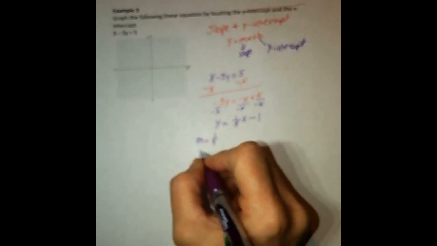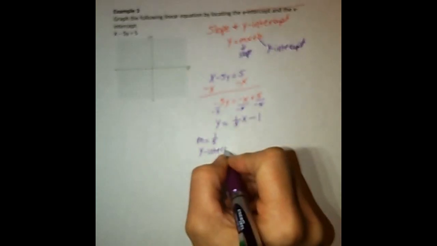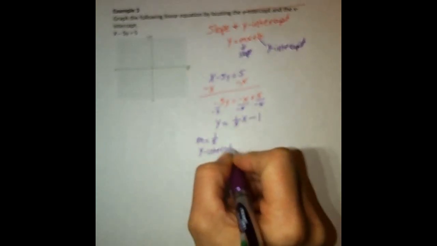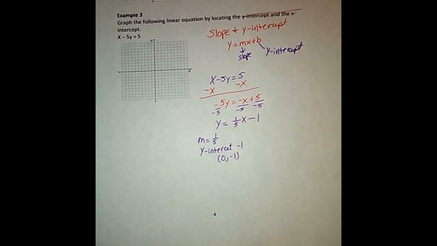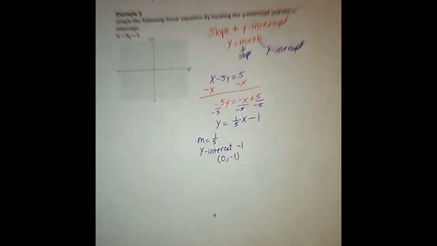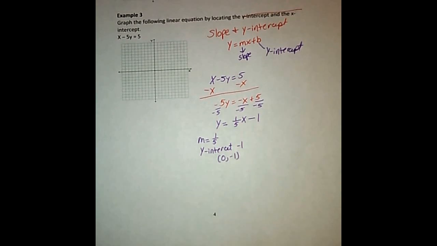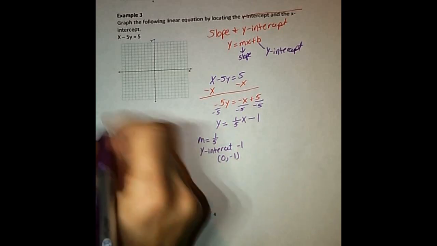My y-intercept is -1. The order pair would be 0, -1. Remember, when you cross the y-axis, x will be 0. So when we're going to plot this, guys, I'm going to give you a rule for plotting using your slope and your y-intercept. So here's a note.